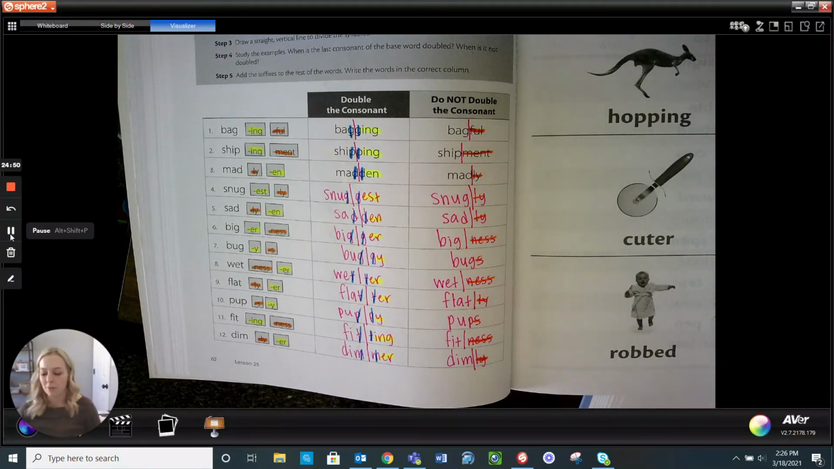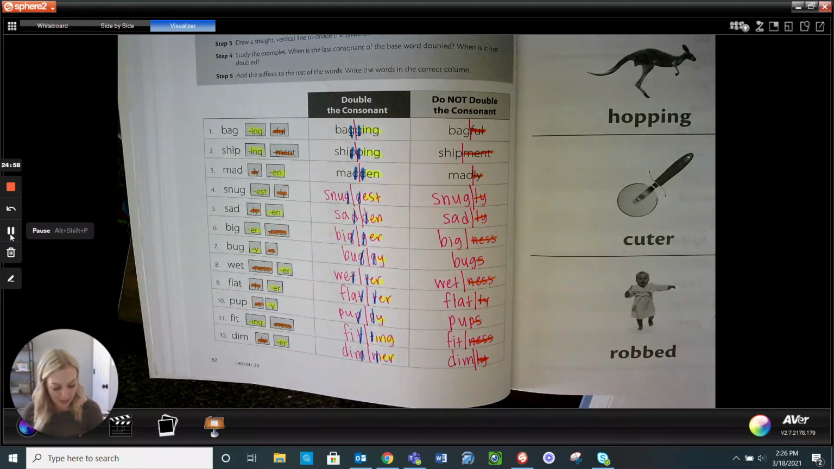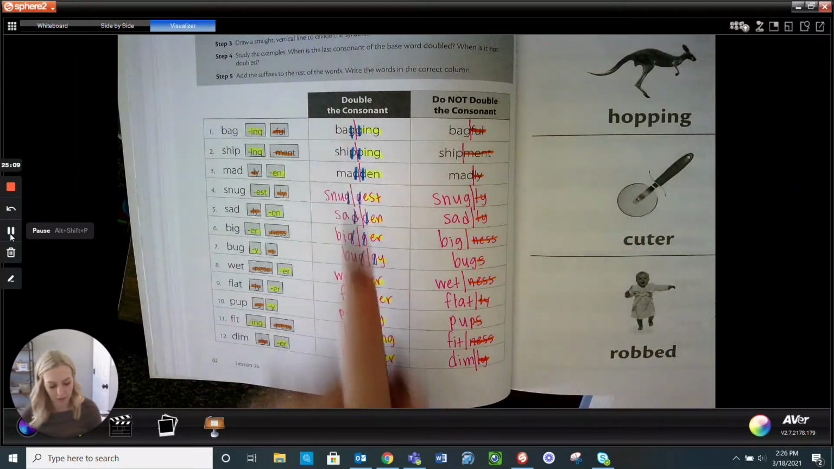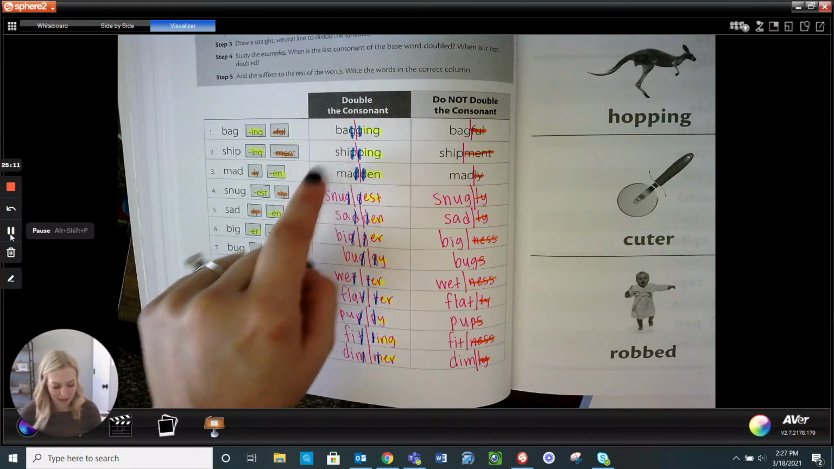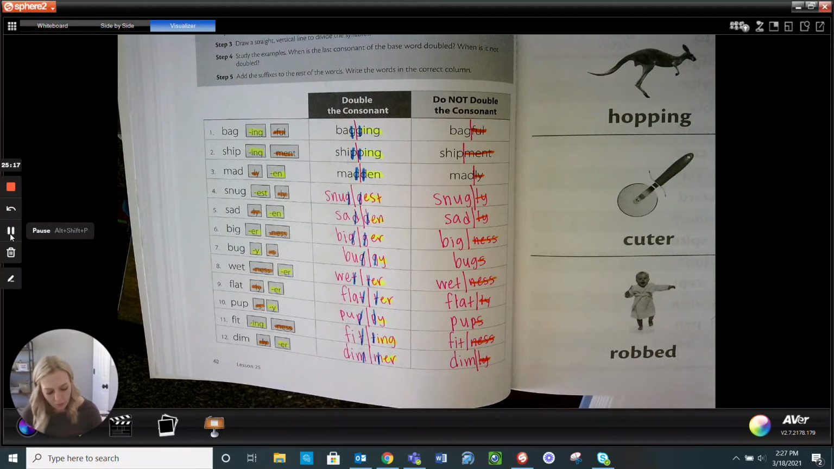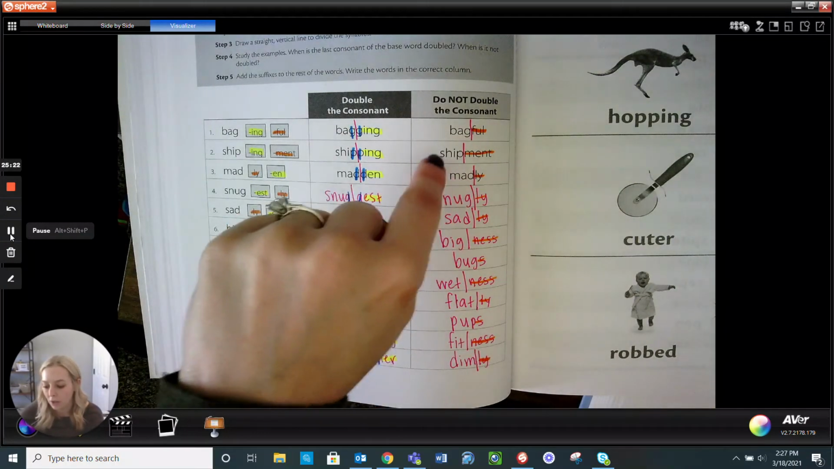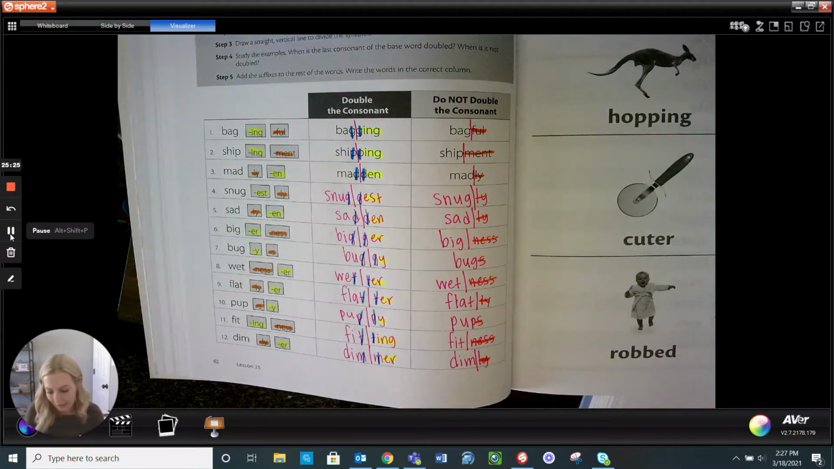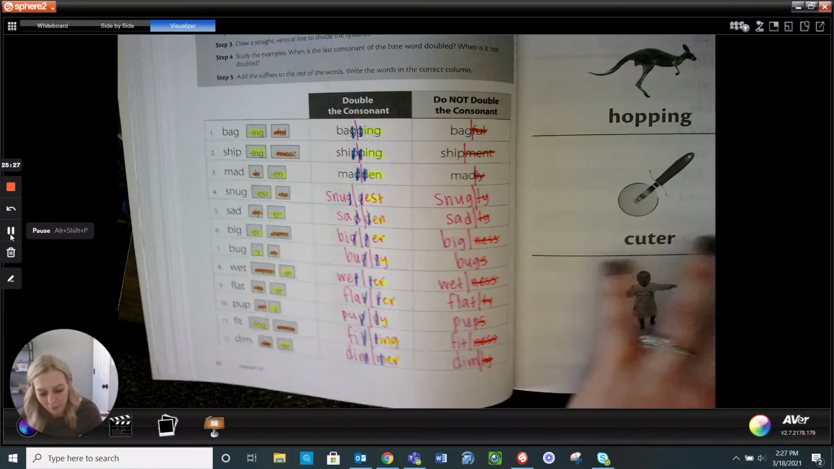All right, your workbook should look just like mine. Did you notice that all of these words end in a single vowel followed by a single consonant? I hope so. Read the words in the first column where you doubled the consonant: bagging, shipping, madden, snuggest, satin, etc. And then read the words in the second column where you did not double the consonant: bagful, shipment, madly, snugly, sadly, etc.